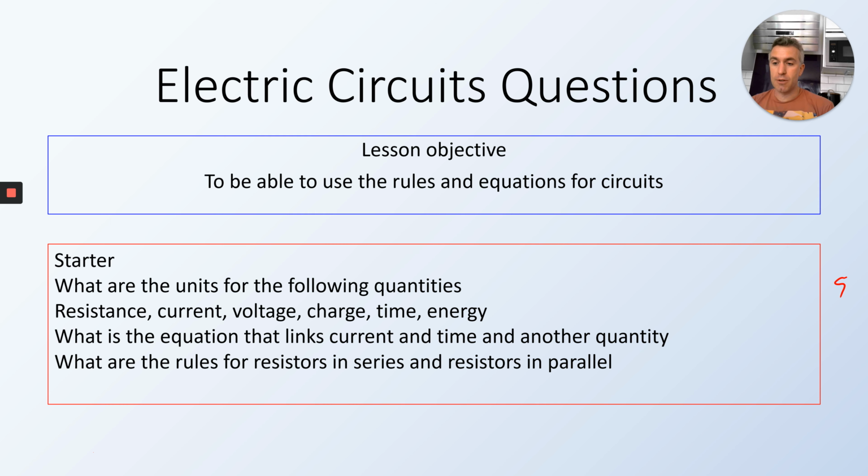What are the units for the following quantities? Resistance, current, voltage, charge, time, and energy. What is the equation that links current and time and another quantity? And then what are the rules for resistors in series and resistors in parallel? So pause the video, answer the questions, and unpause when you're done.